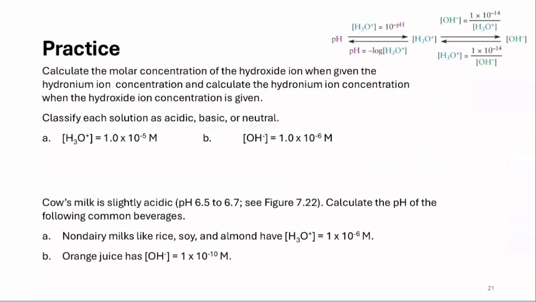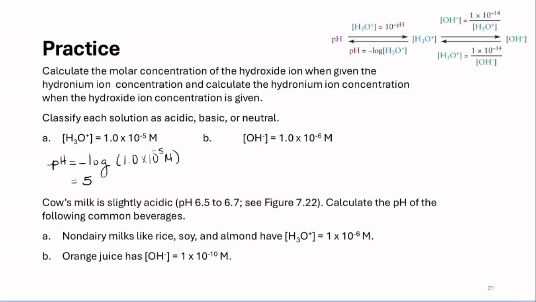In order to do this, we must calculate pH. So in letter A, since I am given H3O plus, I can calculate pH directly. I can say pH is going to equal negative log of 1.0 times 10 to the negative 5 molar. When I put this in my calculator, I see that the answer is going to be 5. Now, there are sig fig rules when it comes to doing pH.